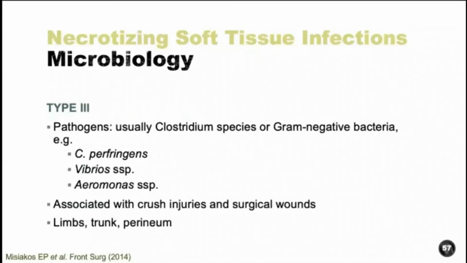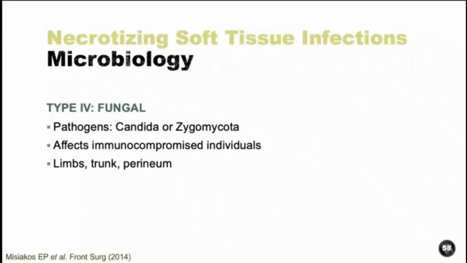Type 3 pathogens are usually Clostridium or gram-negative bacteria, and this can be things like Vibrio species and Aeromonas species. These infections tend to be associated with crush injuries or with surgical wounds. So these are often GI or GU surgical wounds, and they can involve the limb, the trunk, or the perineum. So really most anywhere in the body. And the fourth type are fungal infections. So this could be Candida, it could be zygomycota, and these infections tend to affect immunocompromised or immunosuppressed individuals. And they have a predilection for the limbs or the trunk or the perineum.